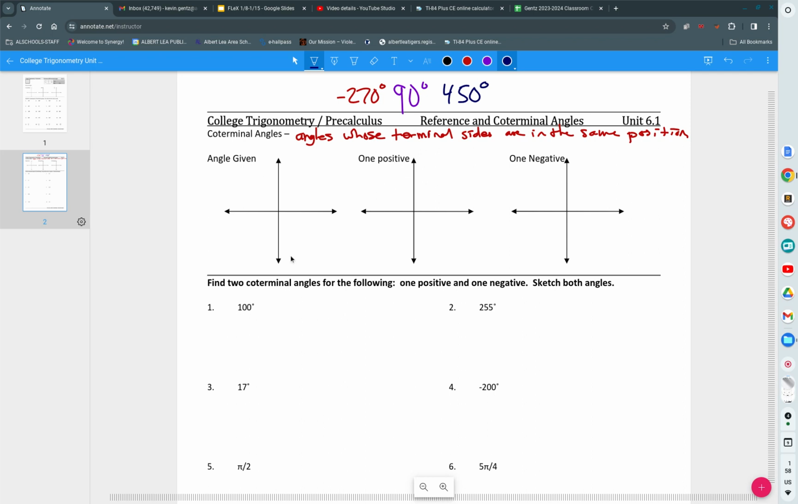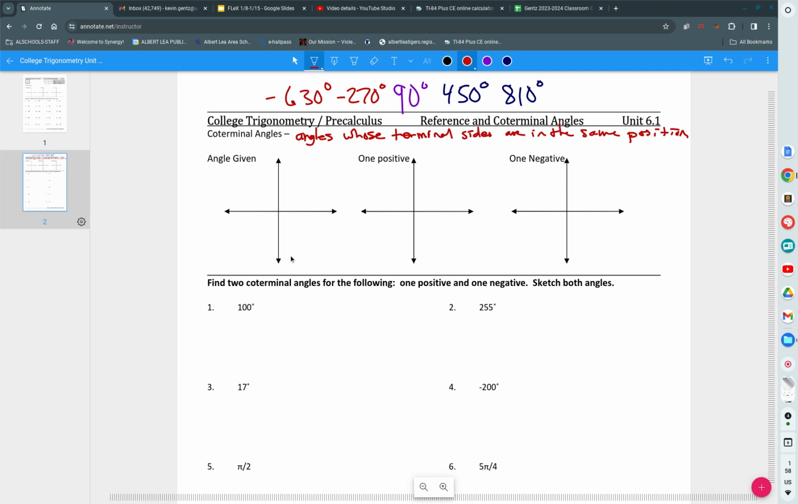So you get, let's see, that'd be 810, right? And if you went back, you could subtract another 360 off of that, and get negative 630 degrees. There's actually an infinite number of coterminal angles that are positive, and an infinite number of angles that are coterminal that are negative, right? So we just want you to find one of each today. We want you to find a positive one and a negative one for each one, okay? Just one, but there are an infinite number of representations.